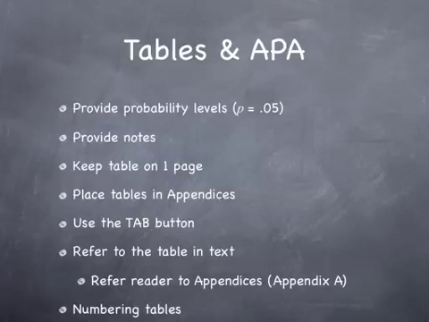I would like you to place all your tables in appendices for this assignment. If we were doing an actual thesis or a master's research study, you would keep them in your chapter. This would be chapter 4 in our master's research study or in a thesis. But for the purposes of this paper, just put your tables in the appendices. You're going to label them Appendix A, Appendix B.